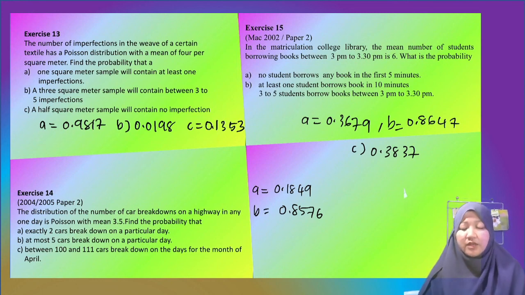Untuk soalan untuk chapter 10 akan ditanya dalam kedua-dua section A dan section B.